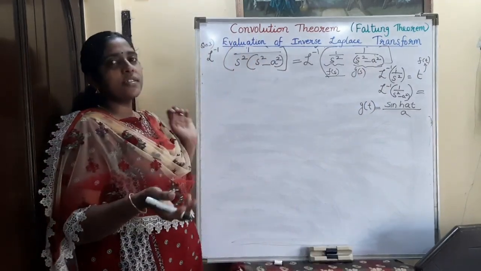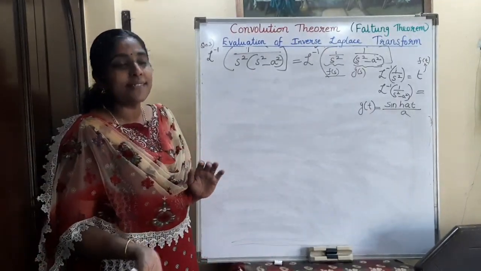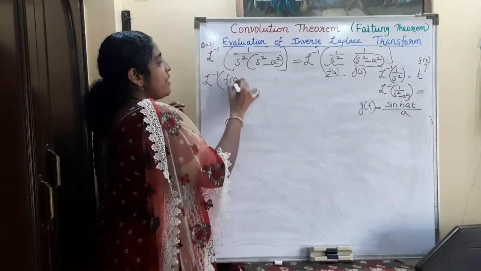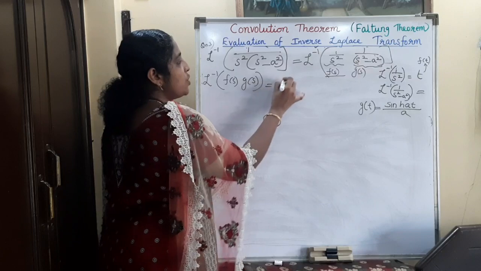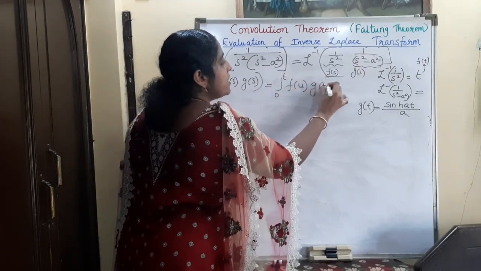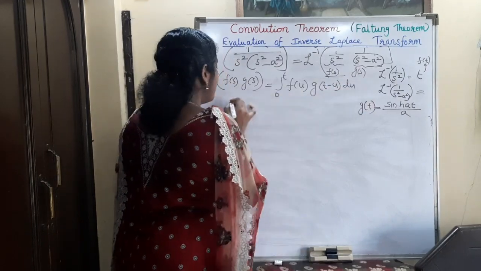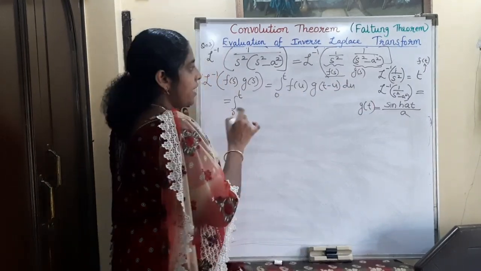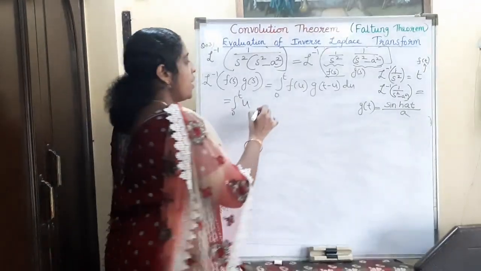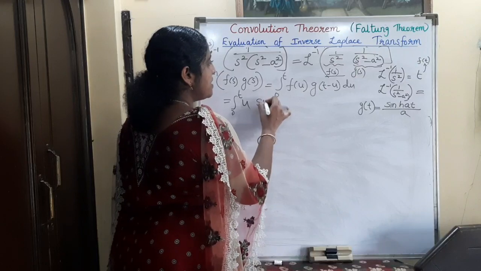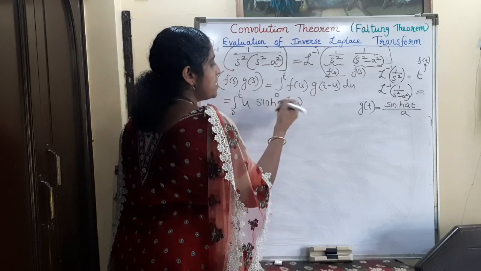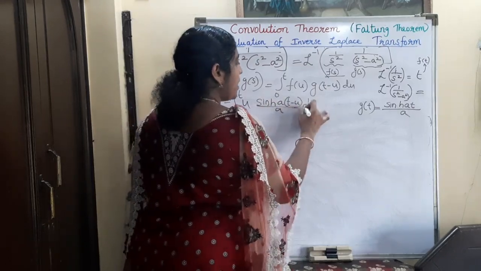So if the given question can be written as the product of two Laplace transforms, we can apply the convolution theorem: Laplace inverse of f of s g of s is equal to the integral 0 to t f of u g of t minus u du. So that is integral 0 to t, f of u is u, into g of t minus u, that is sine a(t minus u) divided by a, du.